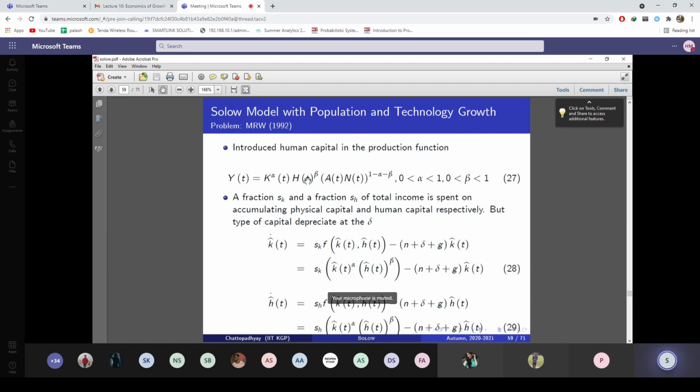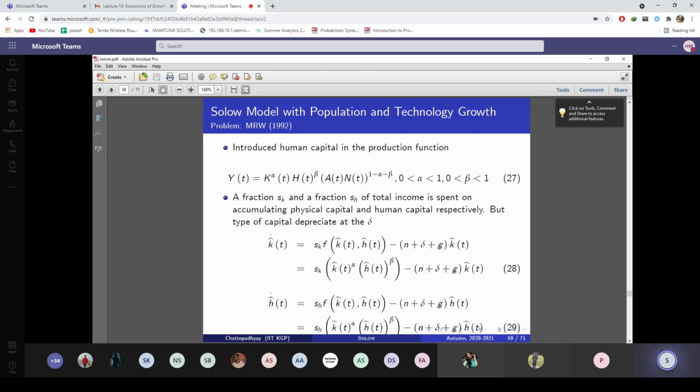What they have assumed over here is that only s_K fraction of your entire income you are saving to accumulate capital, and s_H fraction of your income is saved to accumulate human capital. So that means if your per capita income, let's say, is 100 units, 15% of that total output you are saving to accumulate physical capital, and let's say 30% of that you are saving to accumulate human capital. 15 plus 30 is 45, the rest of the portion you are consuming.